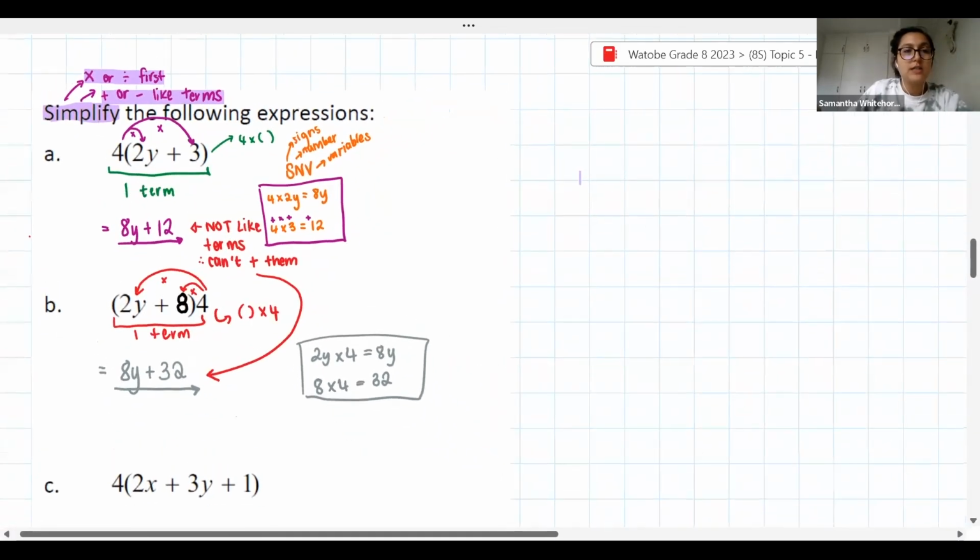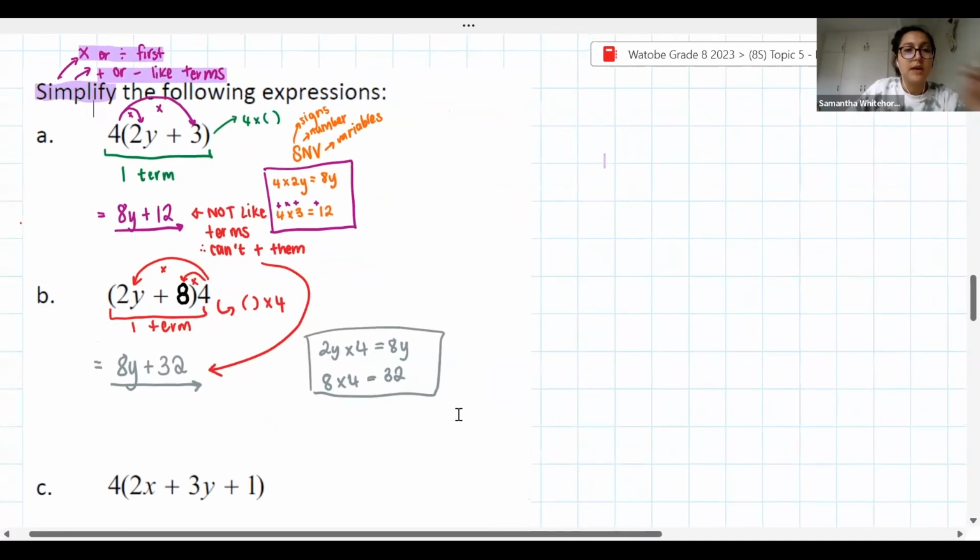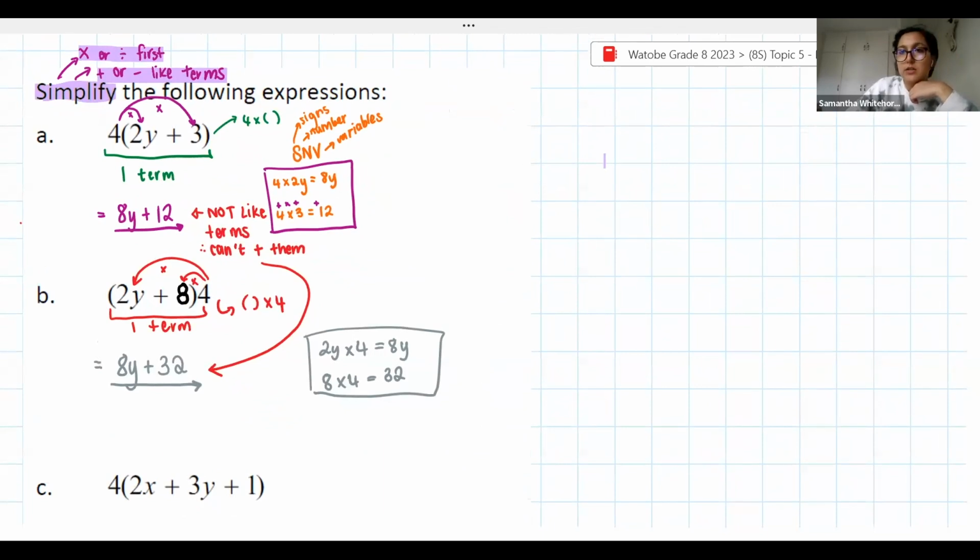I want you guys to try question C for me. I'm just making it a touch smaller so that you can see what we were doing in question A and question B to help you get to an answer for question C. But I want you to try question C based on what we have now done in question A and question B.